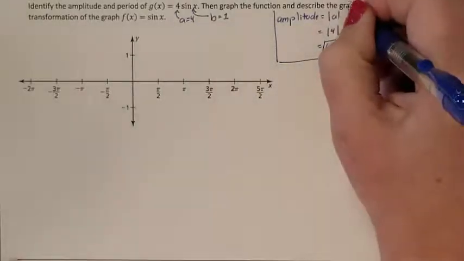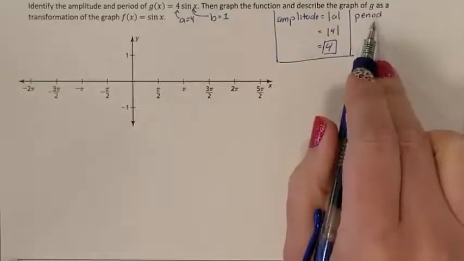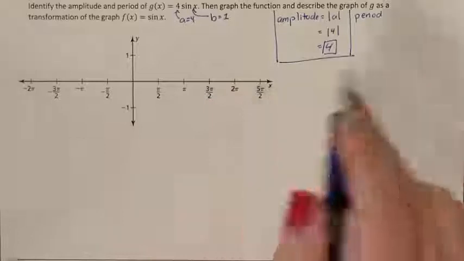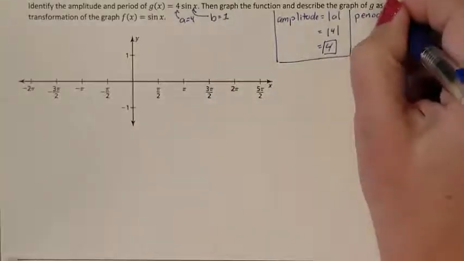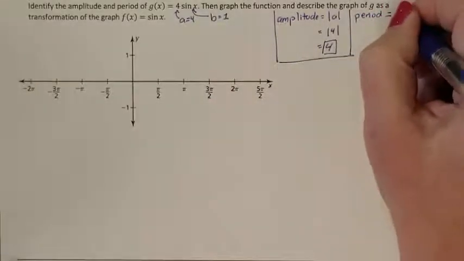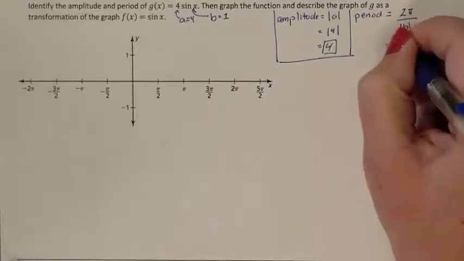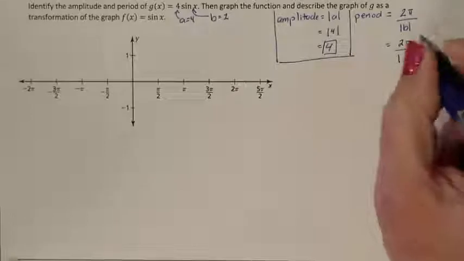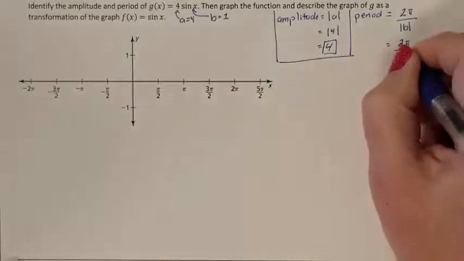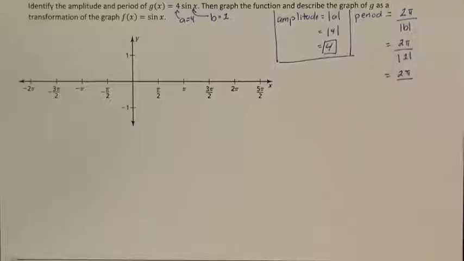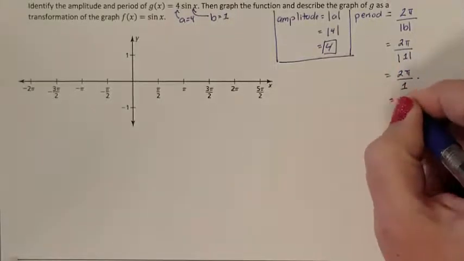Now let's go ahead and look at our period. So what does period tell us? Period tells us how long the repeat segment is going to last. So your period equation is 2 pi all over the absolute value of b. So I've got 2 pi all over the absolute value of my b, which is 1. So I have 2 pi all over the absolute value of 1, which is 1. So 2 pi divided by 1 is 2 pi.